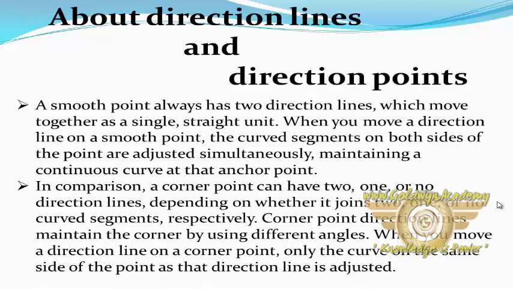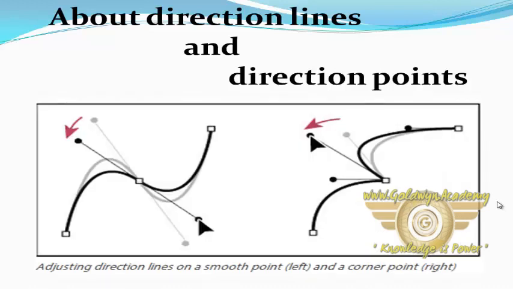In comparison, a corner point can have two, one, or no direction lines, depending on whether it joins two, one, or no curved segments, respectively. Corner point direction lines maintain the corner by using different angles. When you move a direction line on a corner point, only the curve on the same side of the point as the direction line is adjusted. This is an example of adjusting direction lines. Adjusting direction lines on a smooth point is given in the left diagram and on a corner point in the right diagram.